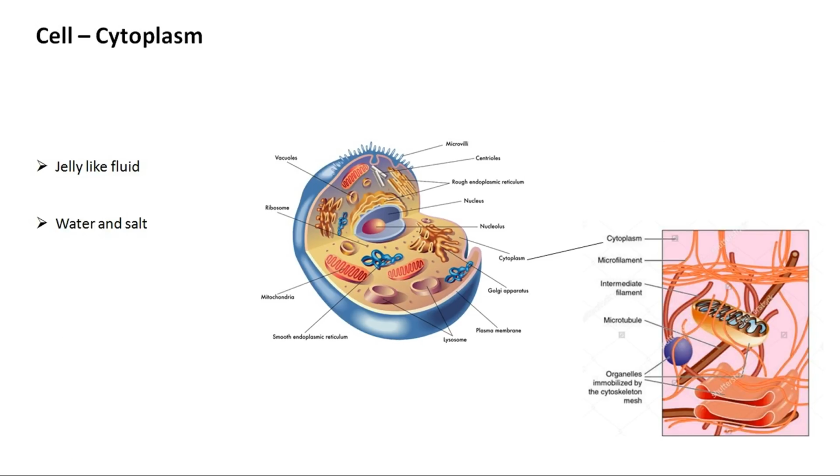Cytoplasm. So where do all the organelles in the cell reside? As discussed earlier, the cell is filled with a jelly-like fluid made up mostly of salt and water, and all the organelles float in this fluid, which is called the cytoplasm.